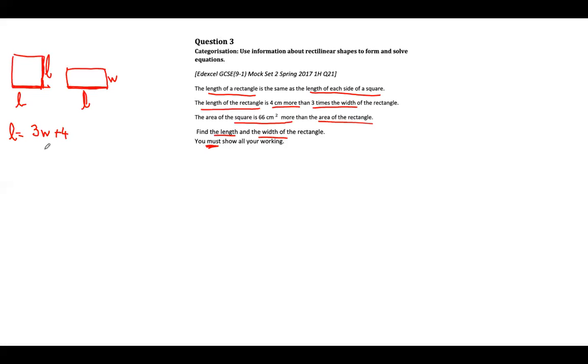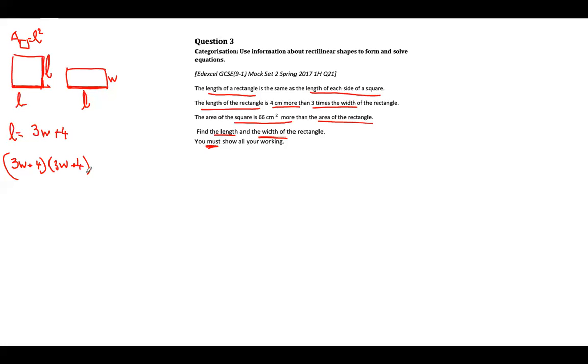Now the area of the square is 66 centimeters squared more than the area of the rectangle, which means you need to write down the area of the square. Because L is 3W plus 4, the area of the square is going to be 3W plus 4 times 3W plus 4, because it's L to the power of 2, side to the power of 2.